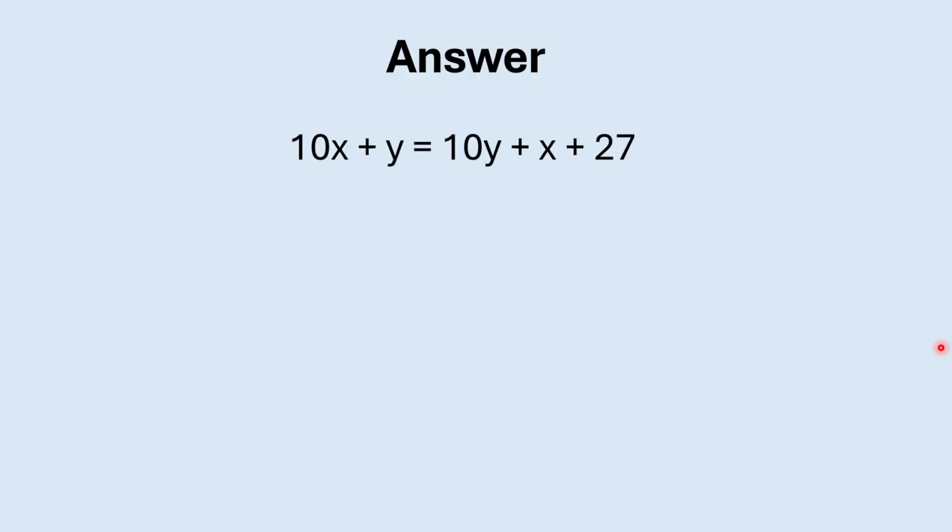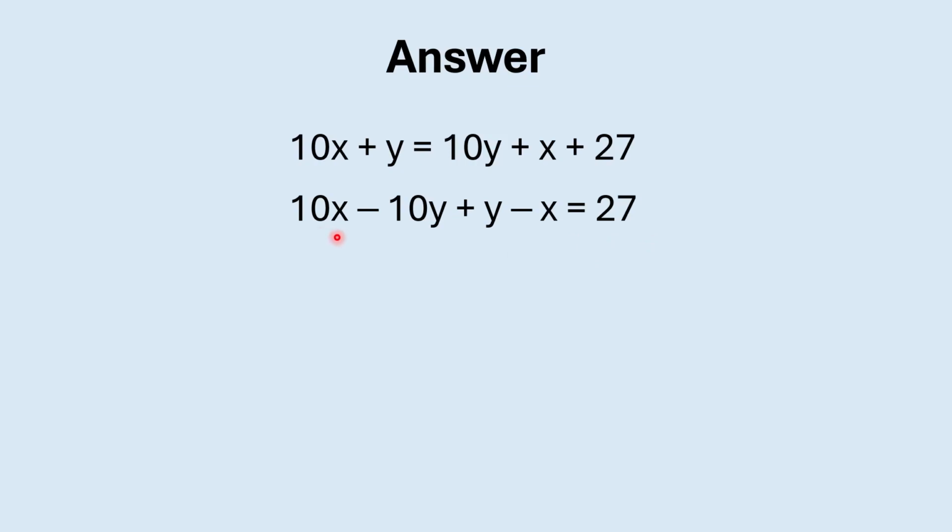Okay, so we can still use the same setting. The professor's age is 10x plus y, and his son's age is 10y plus x. And we can still use the same equation: the professor's age is equal to his son's age plus 27. For the first step, we can move 10y plus x to the left side, and 10y will become minus 10y, and x will become minus x. So 10x minus 10y plus y minus x is equal to 27.